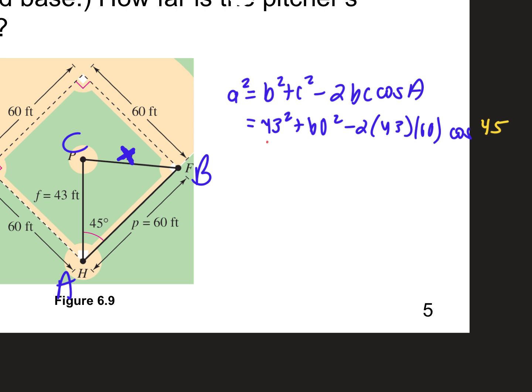So again, I like to do this in pieces. So what's 43 squared plus 60 squared? 5,449, okay, minus, and then I have 2 times 43 times 60 times the cosine of 45. What'd you guys get? 3,648.6709, we'll say. All right, so now what do I do to those 2 numbers? Subtract.